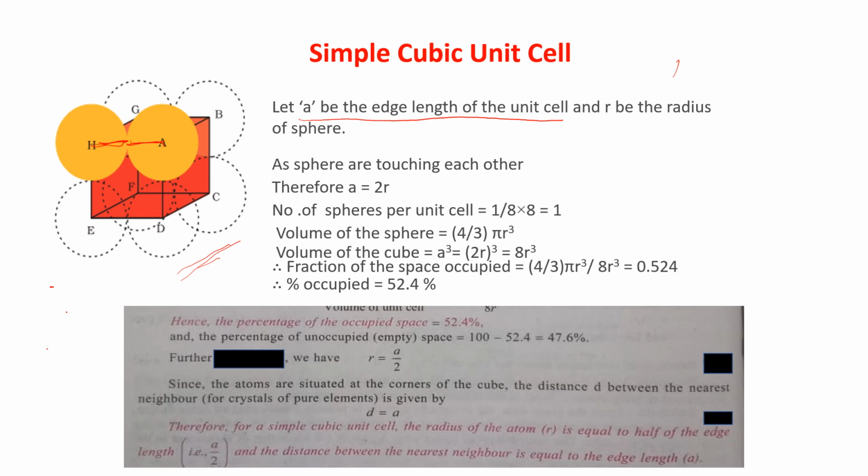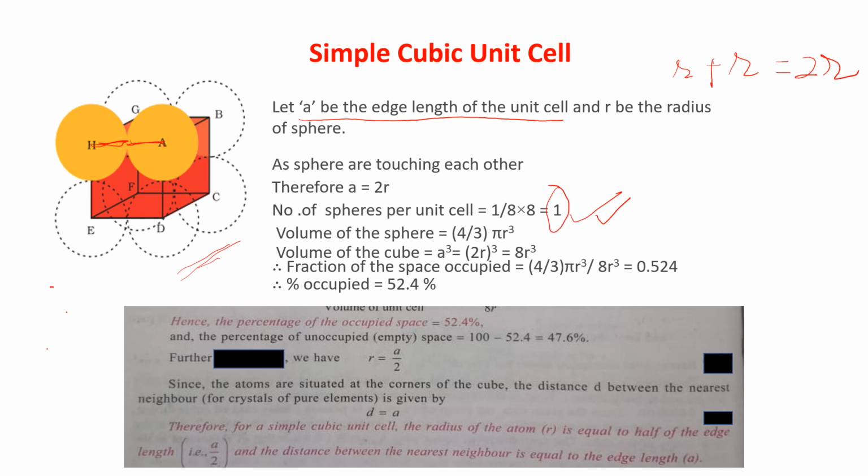So, r plus r is equal to 2r, which is the edge length. Am I clear to you? Now, number of spheres per unit cell is equal to 1/8 into 8, that is 1. This already we have done, as it is having only one atom in a simple cubic unit cell. That we got 1.